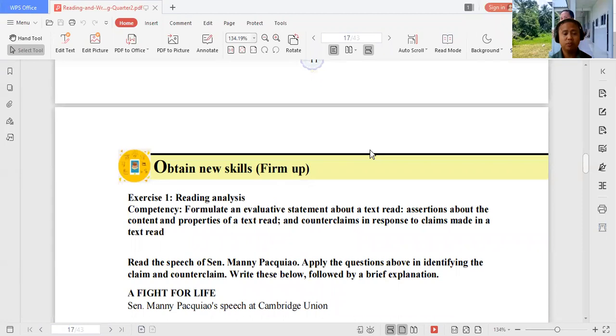Now read the speech of Senator Manny Pacquiao. Apply the questions above in identifying the claim and counterclaim. Write this below, followed by a brief explanation.